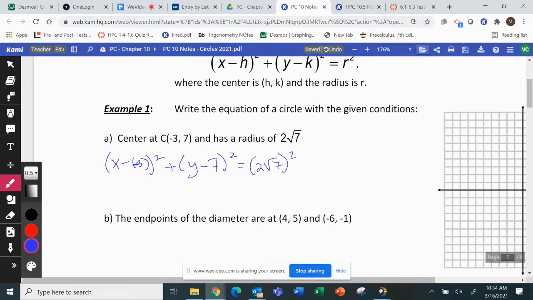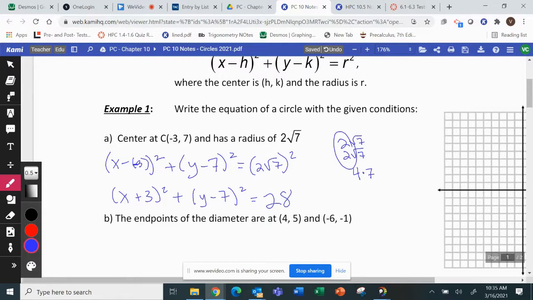Now, if there's anything we can clean up and simplify, we're going to do that. So I'm going to get (x + 3)^2 + (y - 7)^2 equals, now when we square 2√7, 2√7 times 2√7, I get 4 multiplied by √7 times √7, and that is 7. So I get 28. So just be careful when you multiply something like that, when you square that square root. And that's the equation.